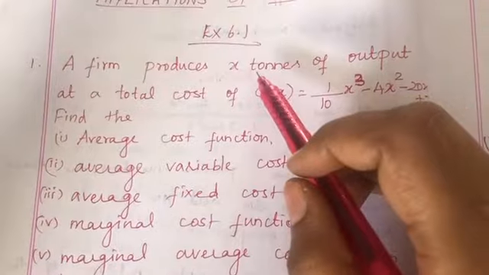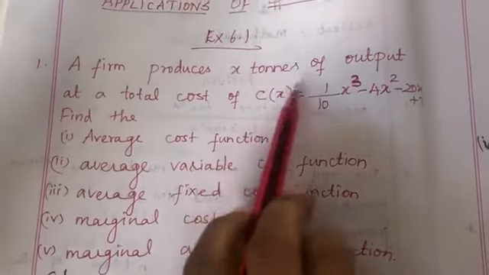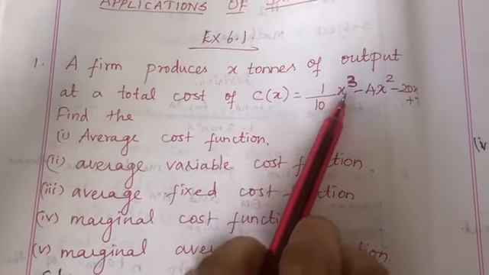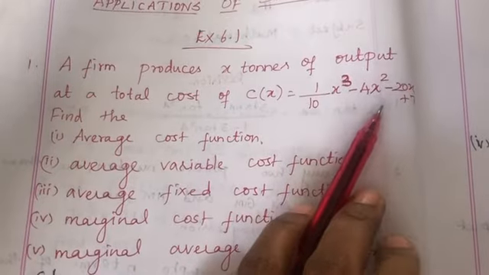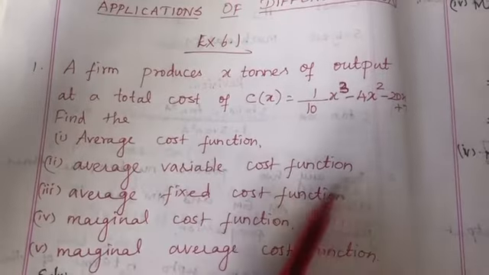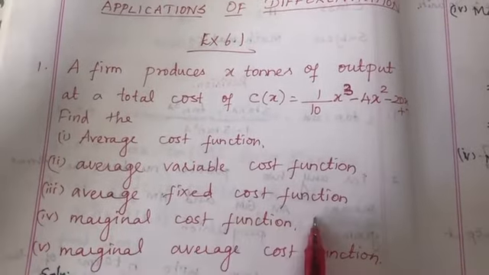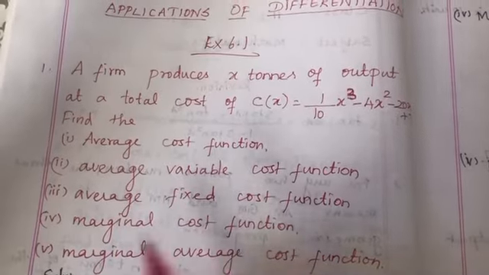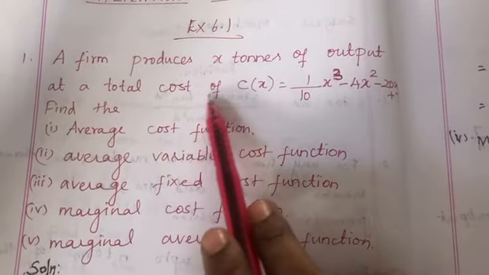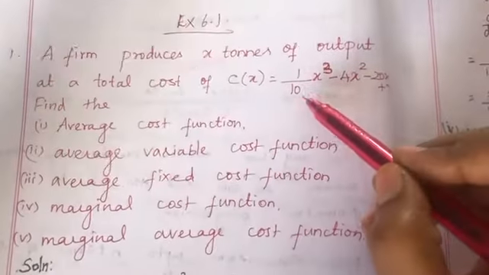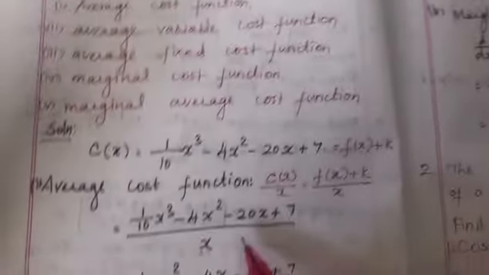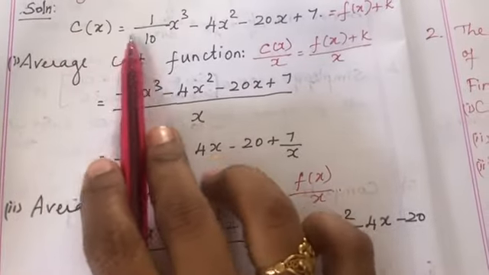First problem in exercise 6.1. A firm produces X tons of output at a total cost of C of X is equal to 1 by 10 X cube minus 4x square minus 20x plus 7. Find the average cost function, average variable cost function, average fixed cost function, marginal cost function and marginal average cost function. So, it is given that the total cost is 1 by 10 x cube minus 4x square minus 20x plus 7. C of x, that is given.